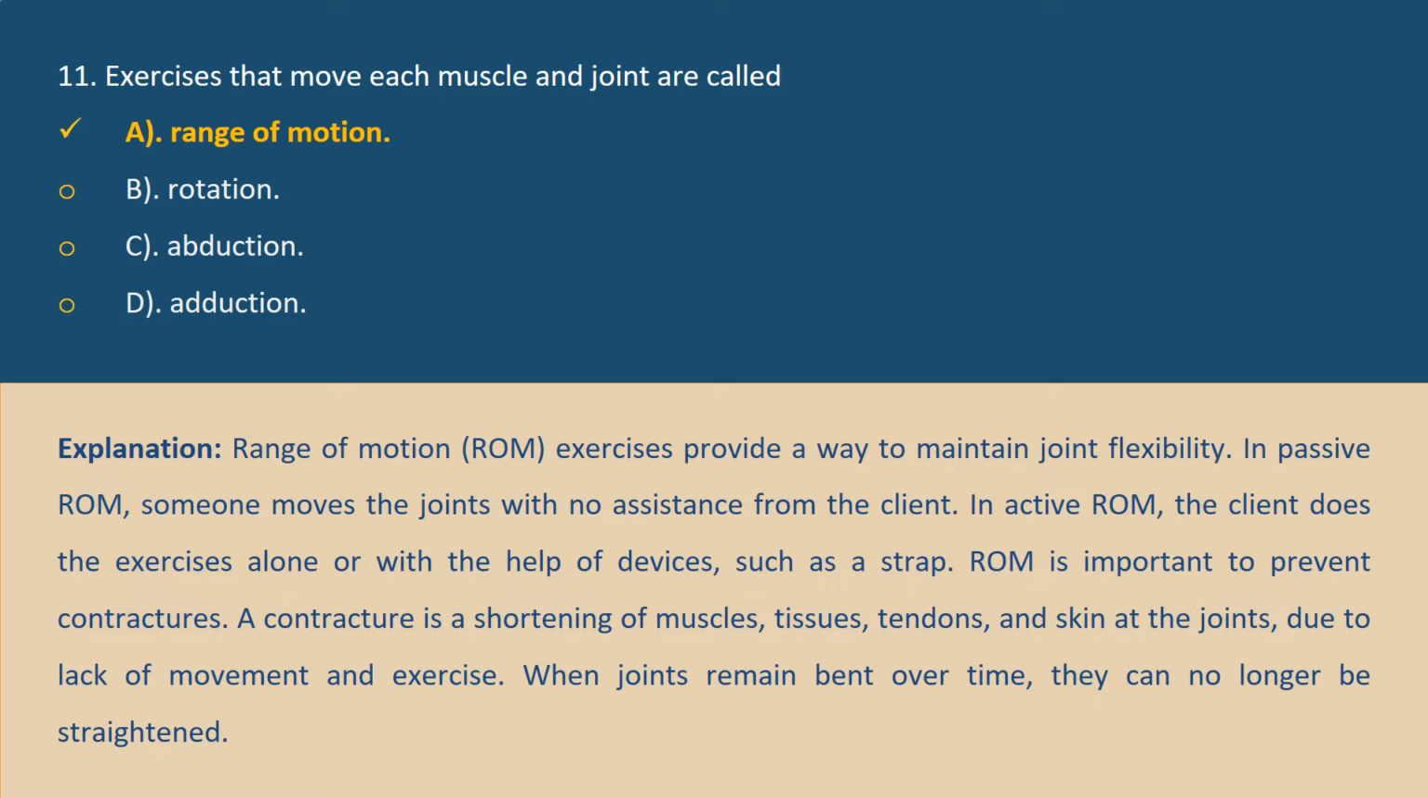In passive ROM, someone moves the joints with no assistance from the client. In active ROM, the client does the exercises alone or with the help of devices such as a strap. ROM is important to prevent contractures. A contracture is a shortening of muscles, tissues, tendons, and skin at the joints due to lack of movement and exercise. When joints remain bent over time, they can no longer be straightened.